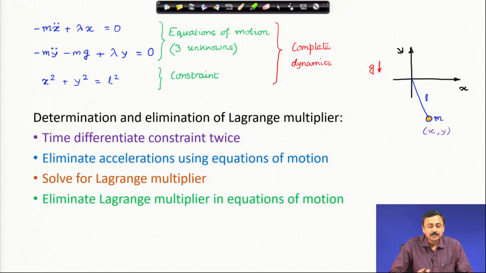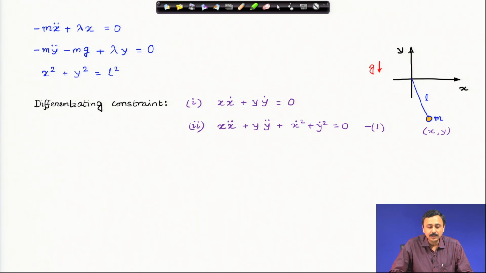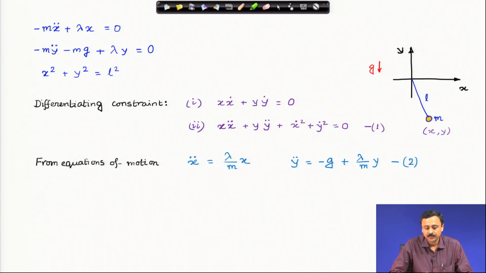And once I solve for the Lagrange multiplier, I will substitute that into the equations of motion, and this is what I am going to now show you. What has to be done? First, we differentiate the constraint. This is the first derivative of the constraint, this is the second derivative of the constraint. This involves x double dot and y double dot. This I will replace using the first 2 equations. I will solve for x double dot from the first equation and y double dot from the second equation and substitute. From the first equation, x double dot is lambda by m x, and we can also find y double dot.